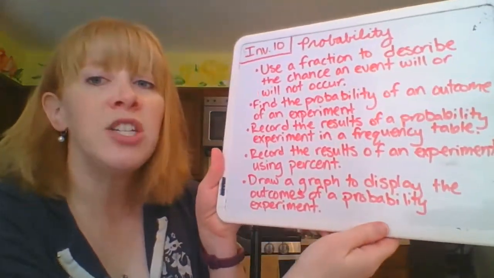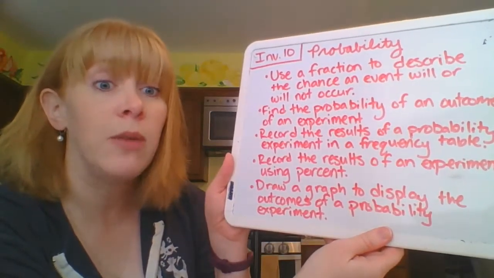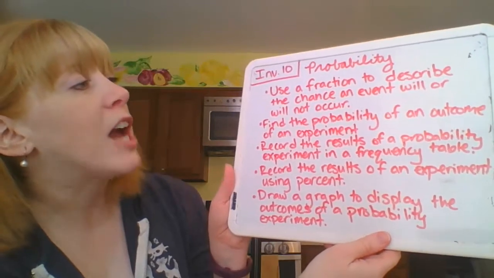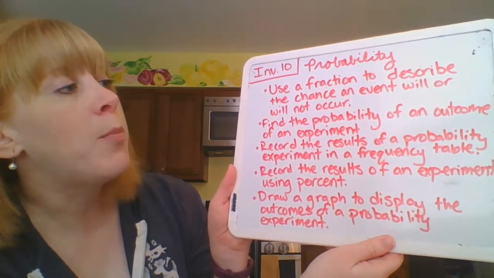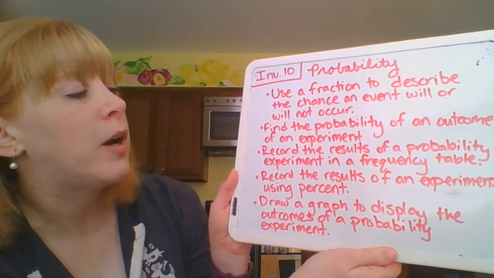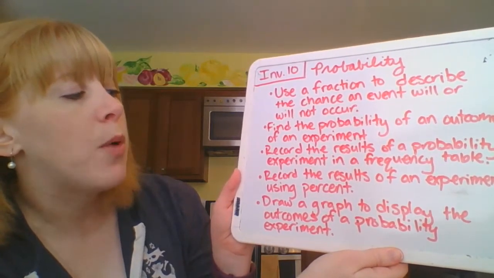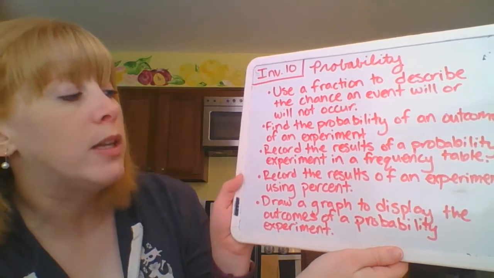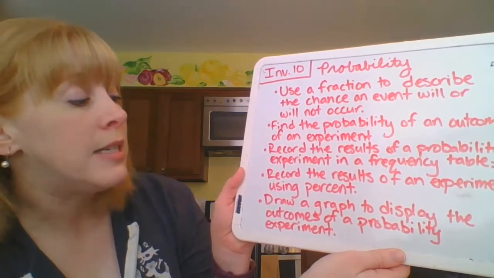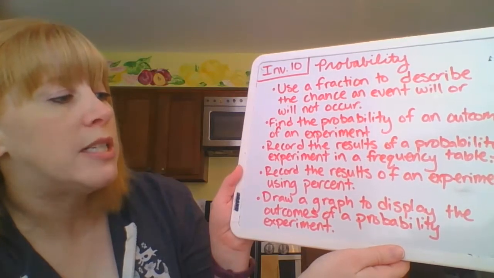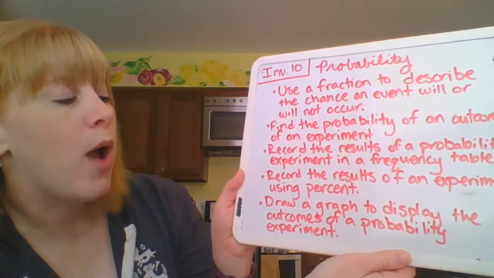So investigation 10 on probability, the objectives that we're covering are: use a fraction to describe the chance an event will or will not occur, find the probability of an outcome of an experiment, record the results of a probability experiment in a frequency table, record the results of an experiment using percent, and draw a graph to display the outcomes of a probability experiment.